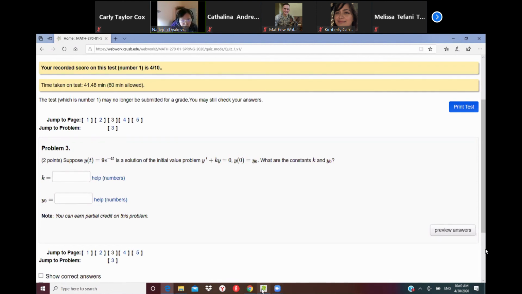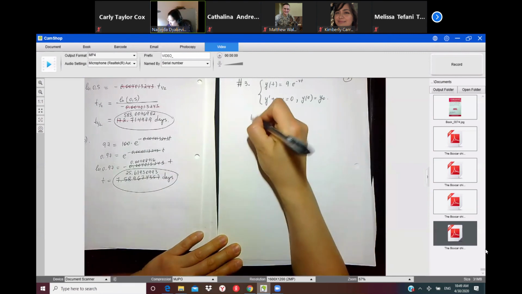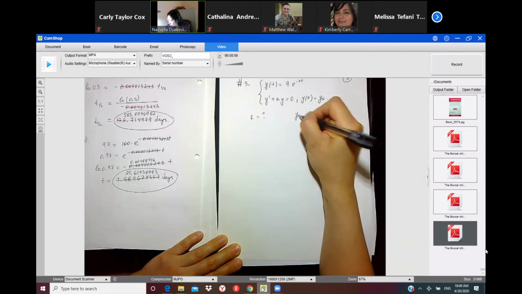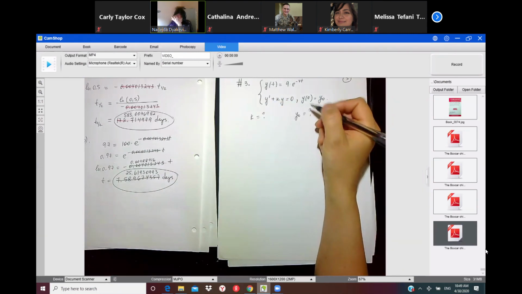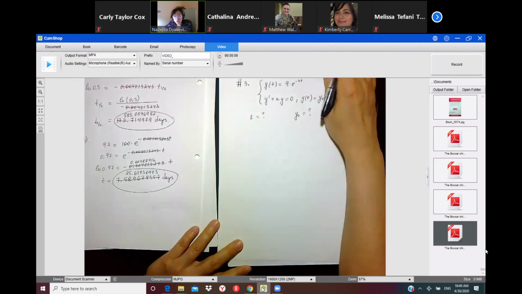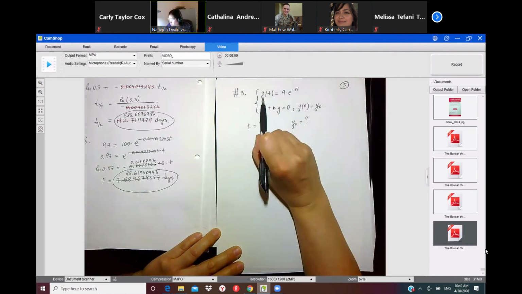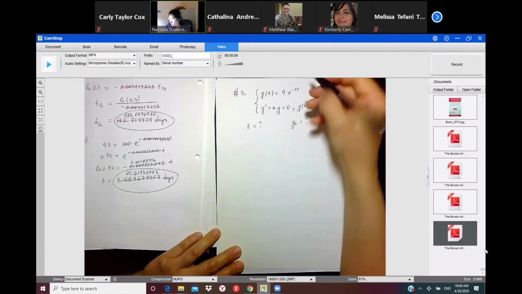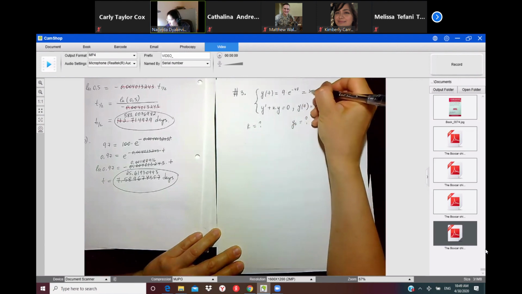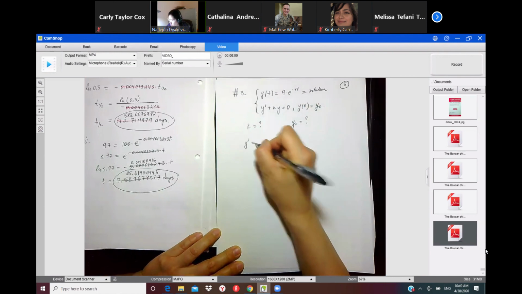We want to find k and we want to find y sub 0 to make sure this is indeed a solution, right? So I'm going to take the derivative of this y. We know it's a solution for sure. I'm going to differentiate it, take the derivative.